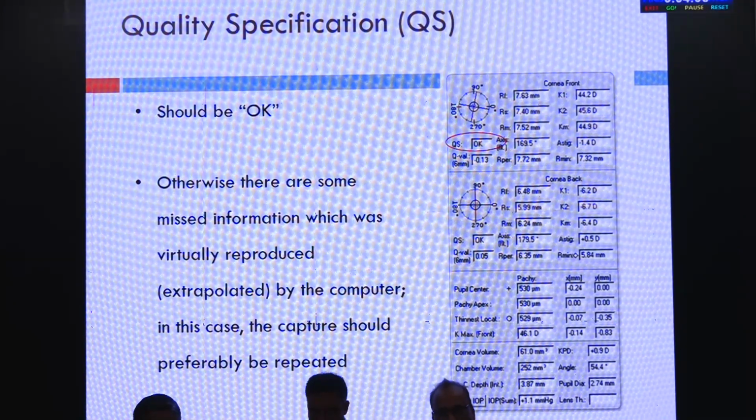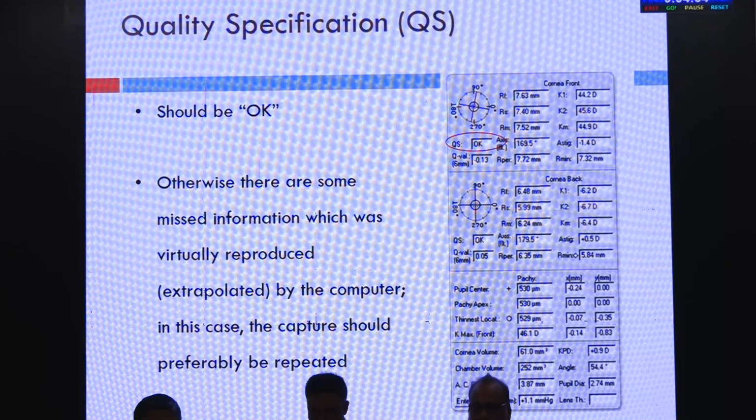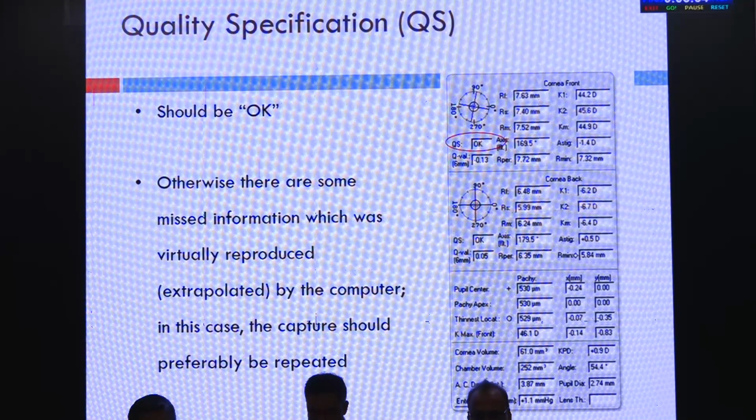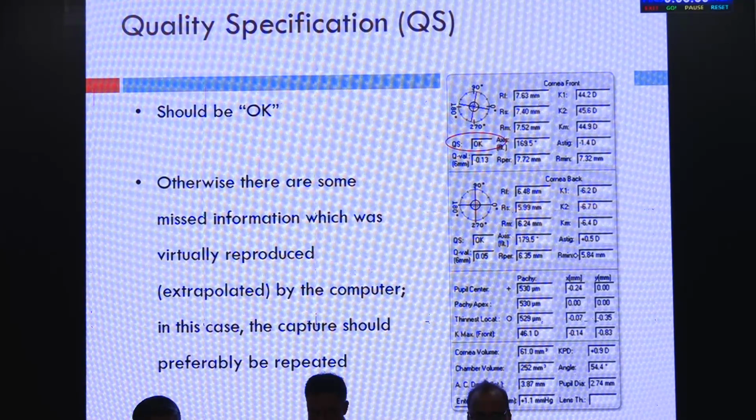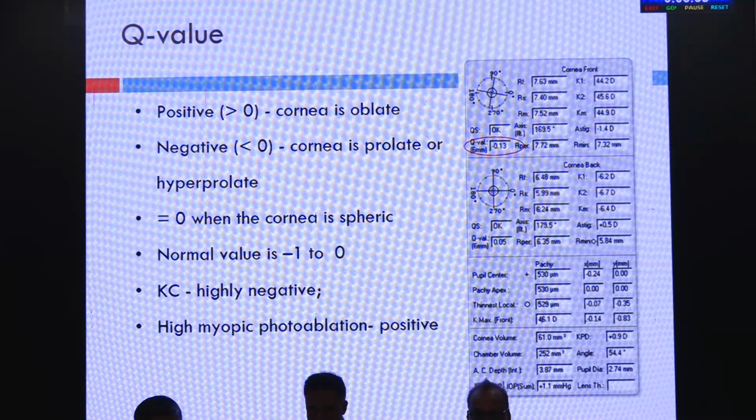Before you interpret any map, you first want to know whether you should read this map or not, whether the quality is good or not. That depends upon this QS value, which is the quality specification scan. That needs to be okay, and only then do you proceed to read the scan. If this area is in yellow or red, that means the scan is not appropriately captured. There may be blinking of the eye, or lid opening may not be adequate, and hence you want to repeat the scan before you go on interpreting it.